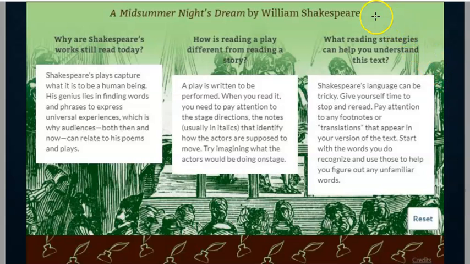So A Midsummer Night's Dream by William Shakespeare. Why are Shakespeare's works still read today? Shakespeare's plays capture what it is to be a human being. His genius lies in finding words and phrases to express universal experiences, which is why audiences, both then and now, can relate to his poems and plays.